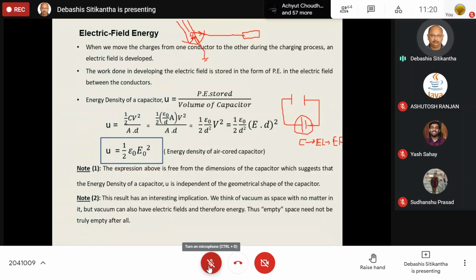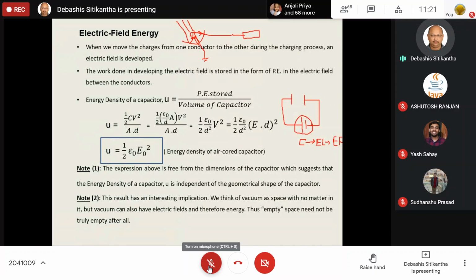Till now you haven't heard about this electric field energy, and this is probably the first time you are listening to it. So this concept is not the same as electric energy. Please try to understand the difference. As I told you, when we talk about electric field energy, we consider energy density as the most vital parameter of it.